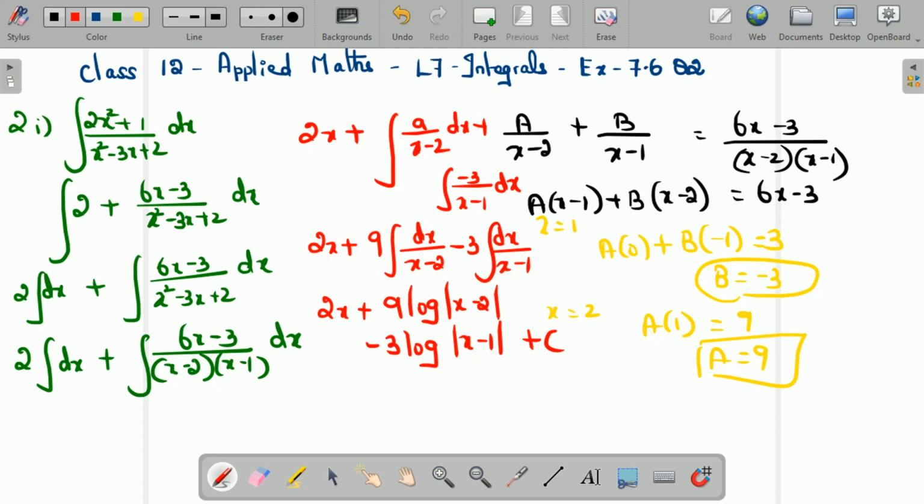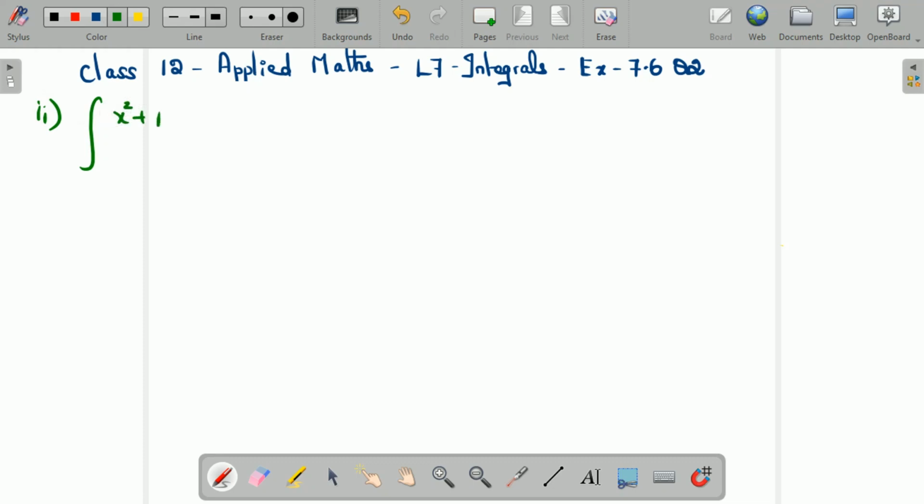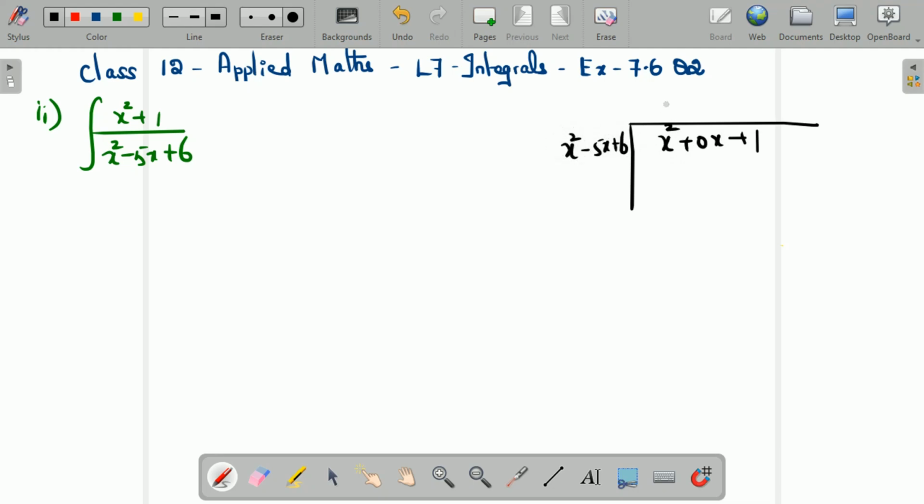Now let's take up the second subdivision in this question. Integral of (x squared plus 1) divided by (x squared minus 5x plus 6). Now let's perform long division. So x squared plus 0x plus 1, you have to divide with x squared minus 5x plus 6. So 1 into x squared is x squared. So 1 into (x squared minus 5x plus 6), if you do the subtraction, you get 5x minus 5.